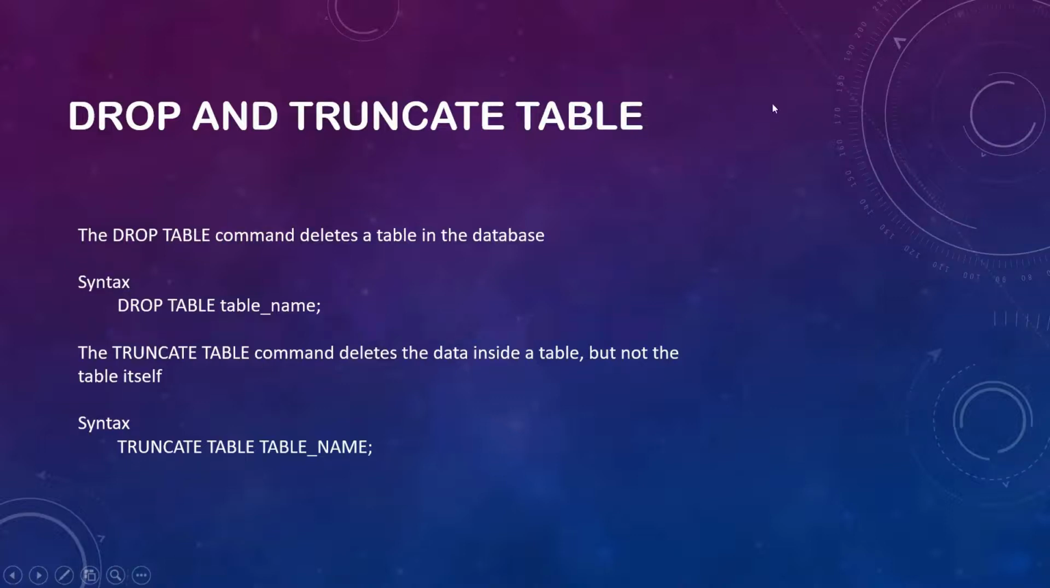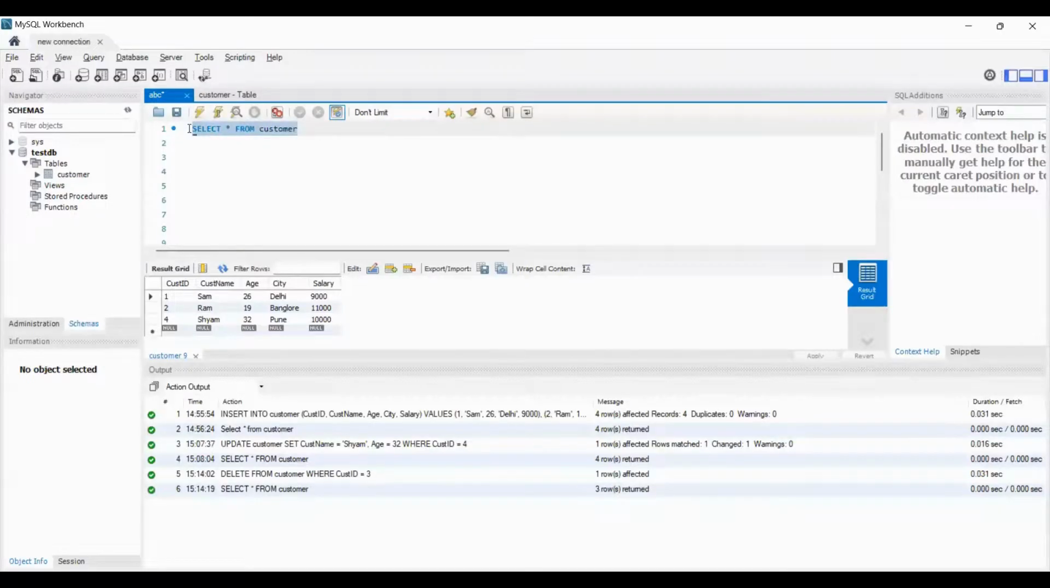So let's see practically how it works. Here you can see we have a customer table. First we will see the table: customer ID, customer name, age, city, salary, everything we have. Now we will use the truncate table command first. Truncate table customer, and execute.